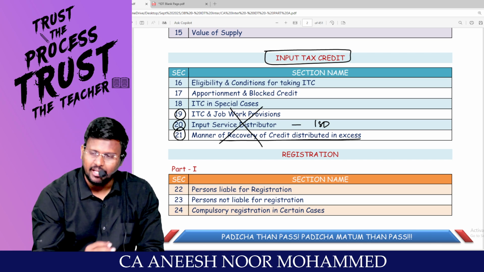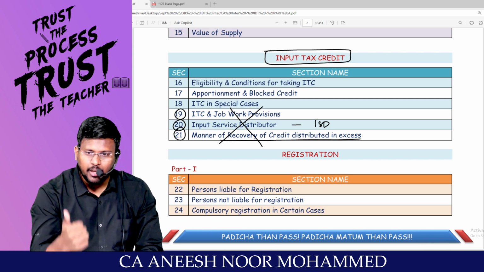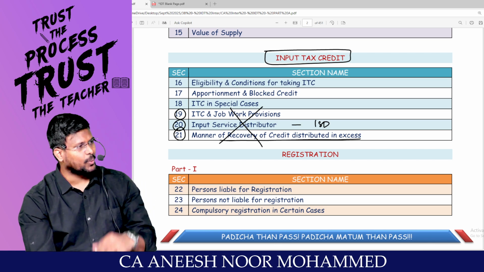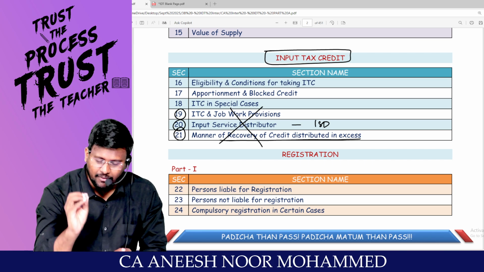What is section 19? ITC and job work provision. What is section 20? Input service distributor. What is section 21? Manner of recovery of excess credit.